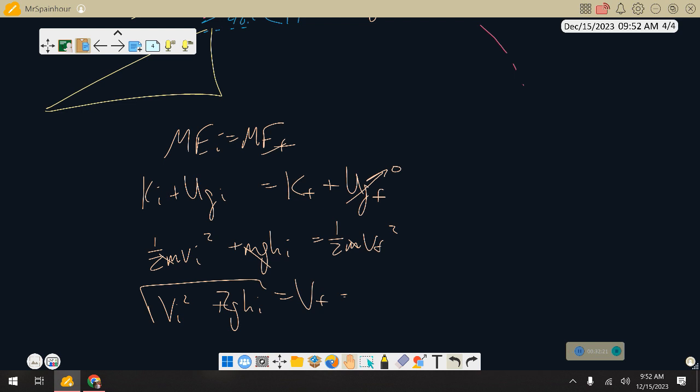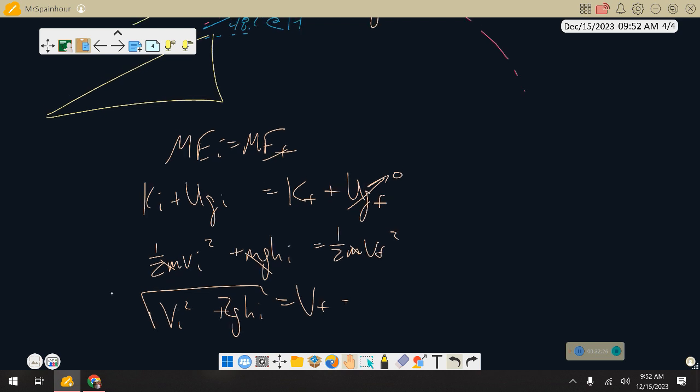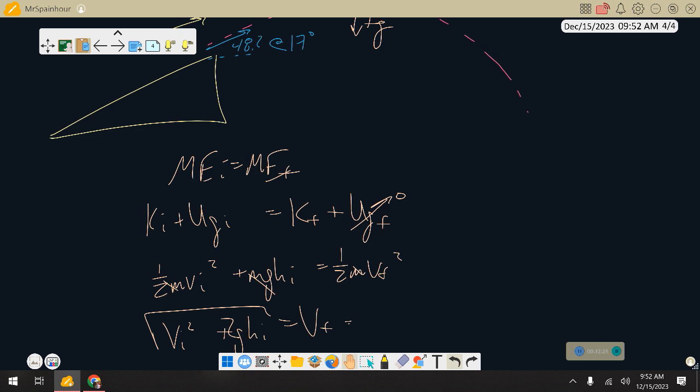Now, as I said, it's scalar. So what is vi in this setup? 48.2. Do we need to worry about the x or the y here? No, scalar, so we don't have to worry about it. So plus 2 times g, and what was height? What's that? No, that's not true.